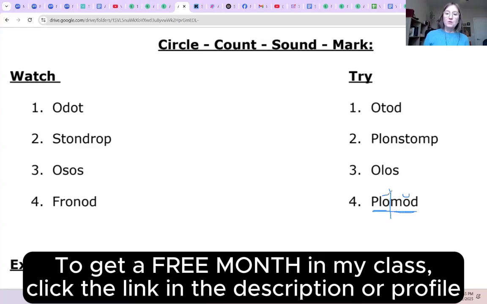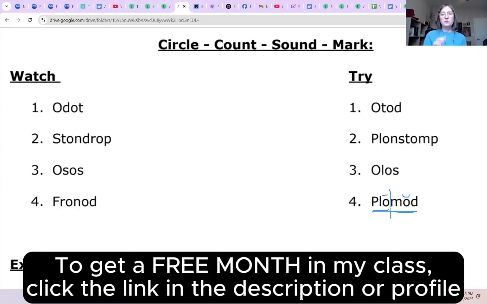Okay, so we know that this O is going to say O because there's a vowel one or two doors away. This O does not have a vowel one or two doors away, so it will not say O. It will make its regular short sound, ah. Jaw dropped. So our sounds are, let's do it one syllable at a time. P, L, O, plow, plow.